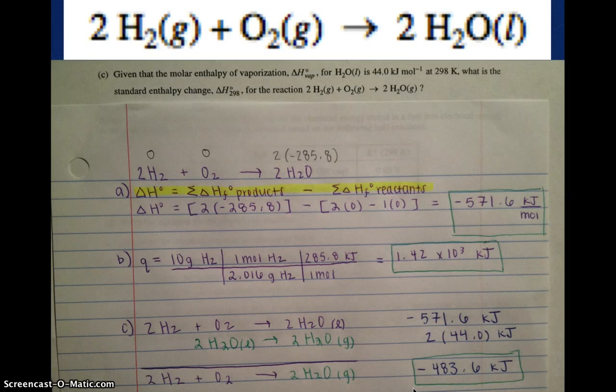So we know that the delta H for the first equation is negative 571.6 as found in part A, and we're given that the heat of vaporization of H2O is 44 kilojoules per mole. Since 2 moles of H2O are made, multiply the vaporization equation by 2 to make the coefficients 2, and then multiply the 44.0 by 2 as well, and add the two delta H's together to get negative 483.6 kilojoules.